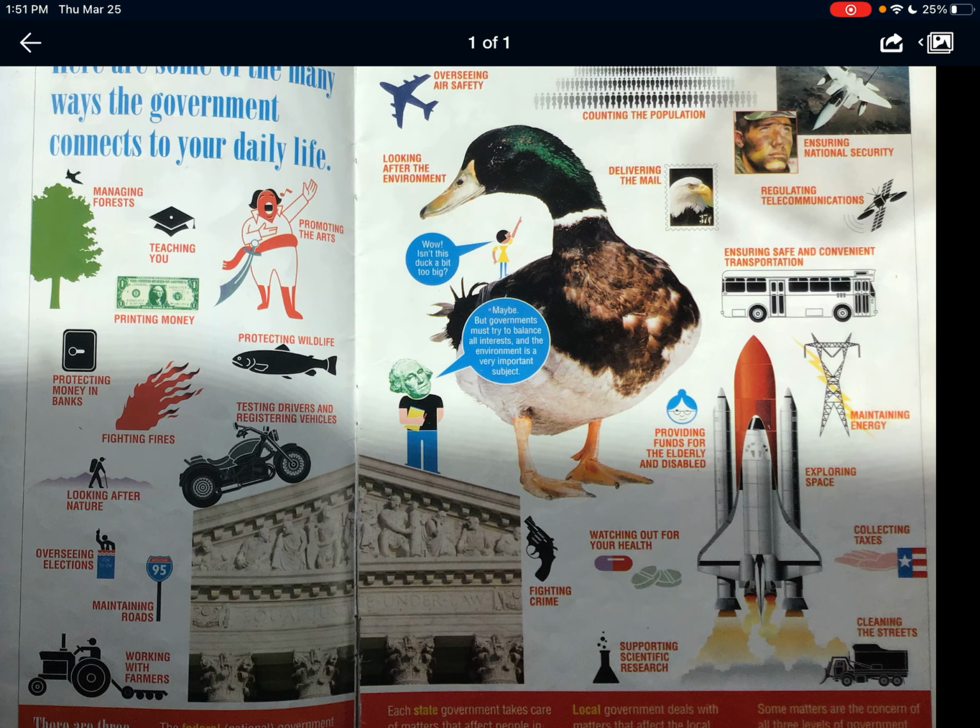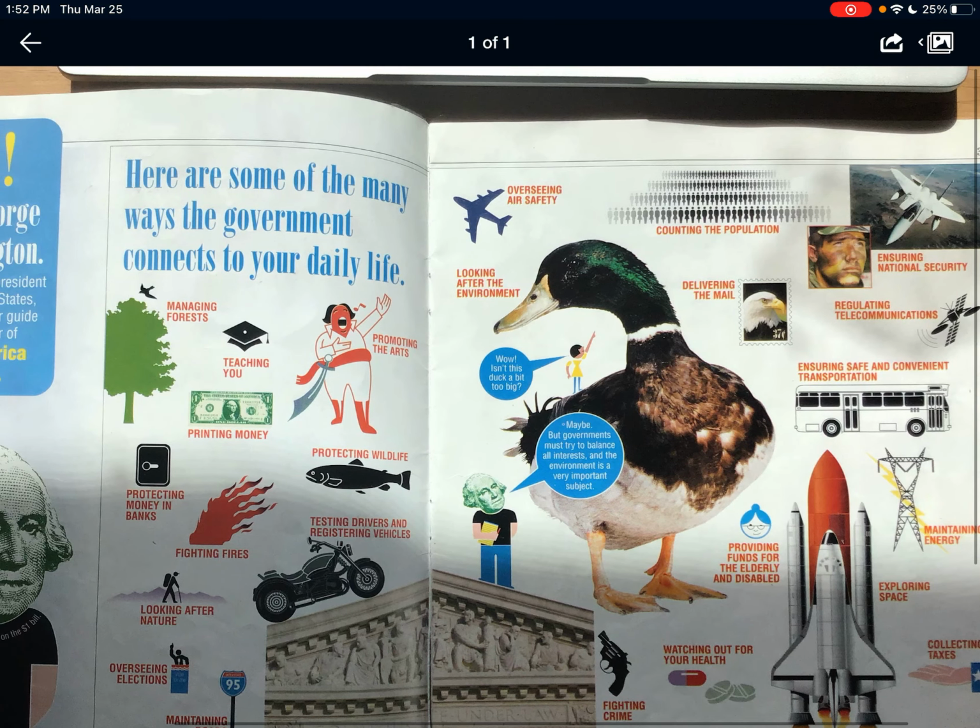Provides funds for the elderly and the disabled, maintains energy, delivers the mail. Wow. Counts the population, that's called the census, remember that? How about overseeing air safety? Any of you ever fly in an airplane, a commercial airline? Well, the United States government makes sure that that airline is following the rules they're supposed to follow.